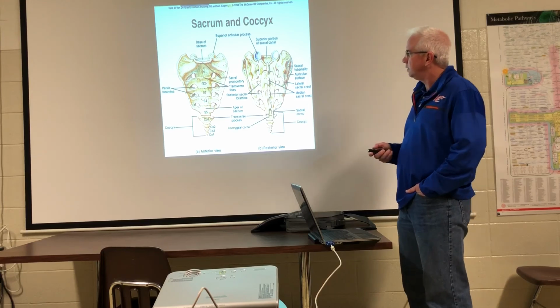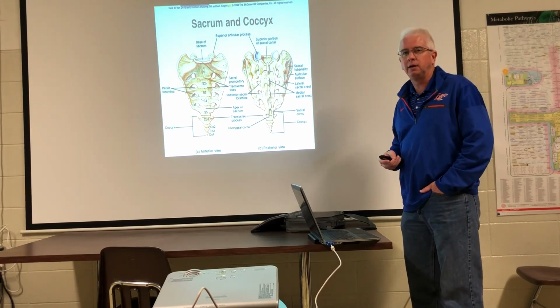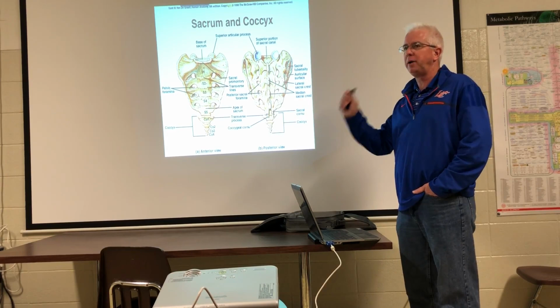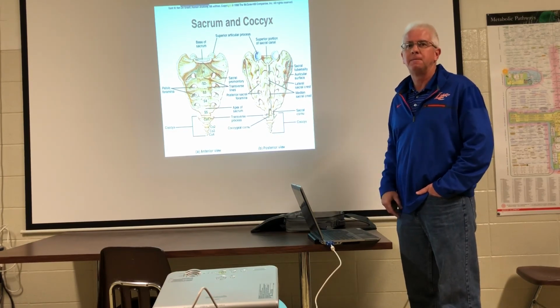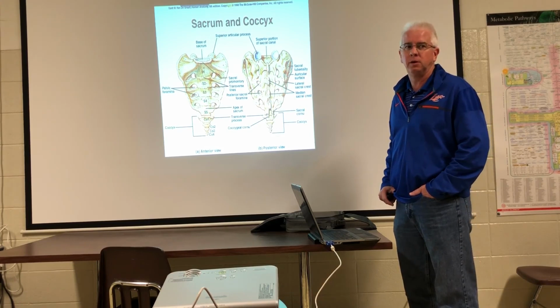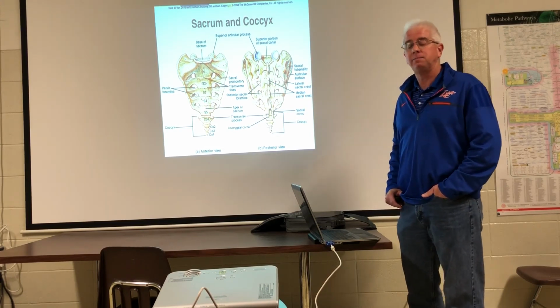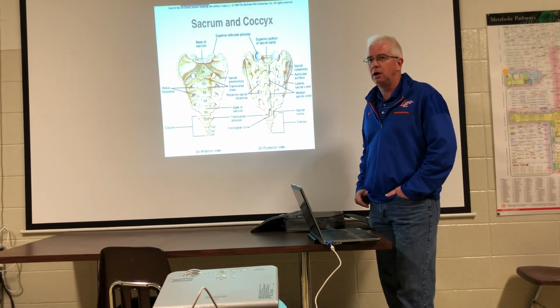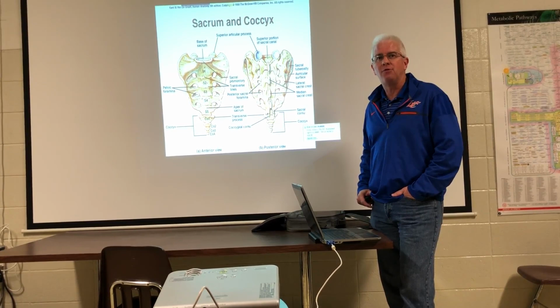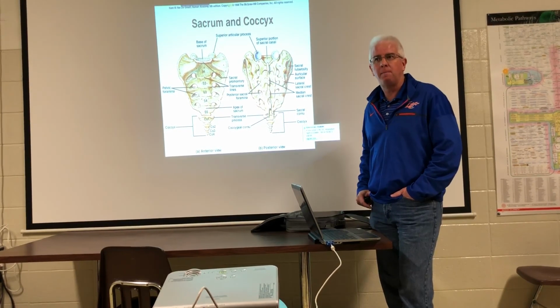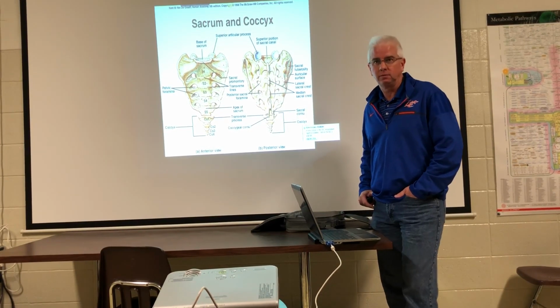So, don't be confused with the numbers, right? There are 12 pairs of cranial nerves. There are 31 pairs of spinal nerves. There are 26 vertebral bones. How is it possible that there are 26 bones and 31 pairs of nerves? Simple.